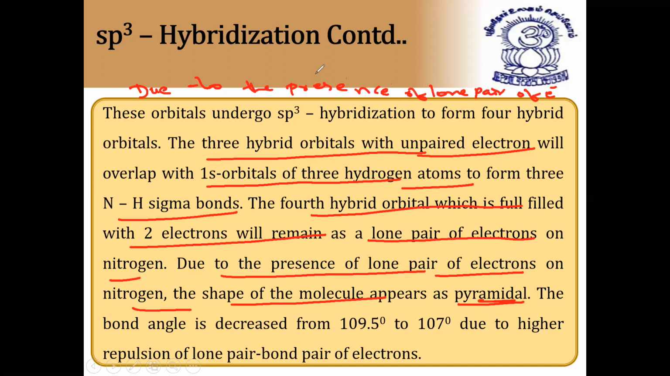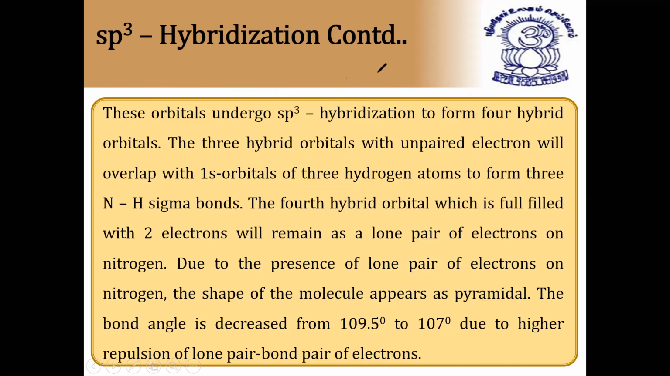I hope it is clear. Due to the presence of lone pair of electrons, ammonia has a pyramidal shape but not tetrahedral, and the bond angle is also slightly reduced to 107 degrees due to higher repulsion of lone pair and bond pair of electrons. I hope it is clear. So, even though ammonia undergoes sp3 hybridization, the shape is not tetrahedral due to the presence of lone pair of electrons on the nitrogen atom. The shape of the molecule is pyramidal because the lone pair occupies more space.